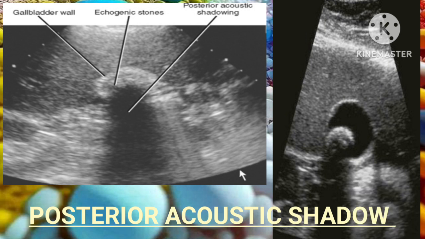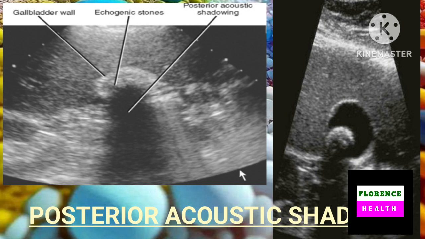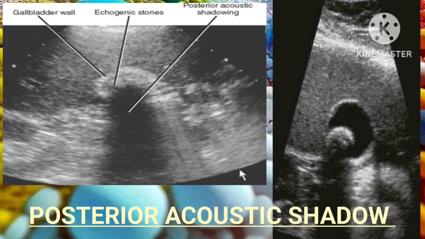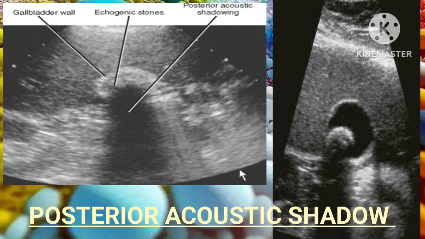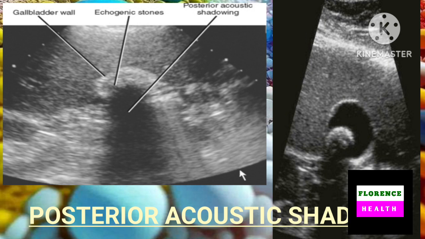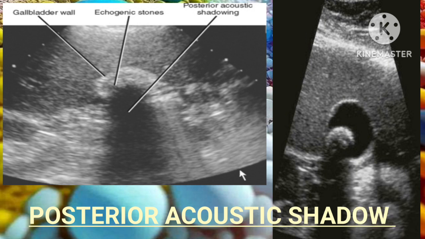Stone and very rarely sludge produce posterior acoustic shadow, but in the rest of the cases, like sludge, pus inside the gallbladder, blood inside the gallbladder, and sometimes pigmented stone, there is no posterior acoustic shadow.